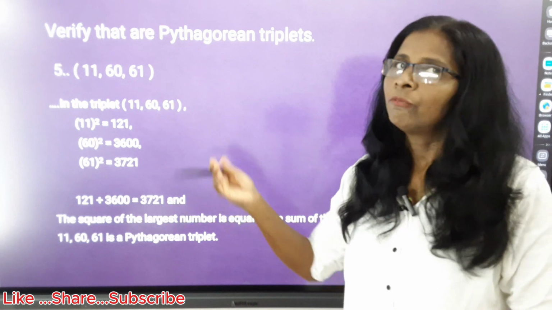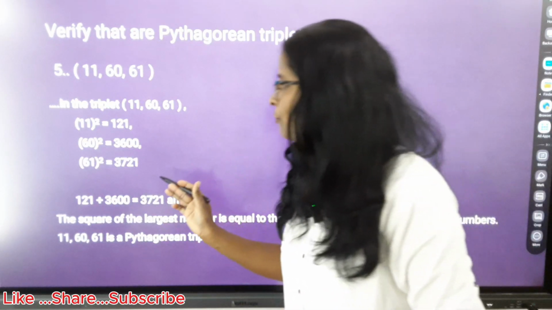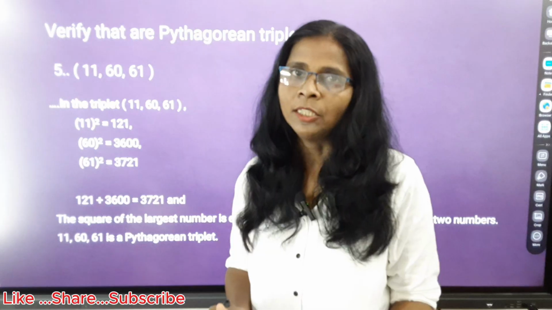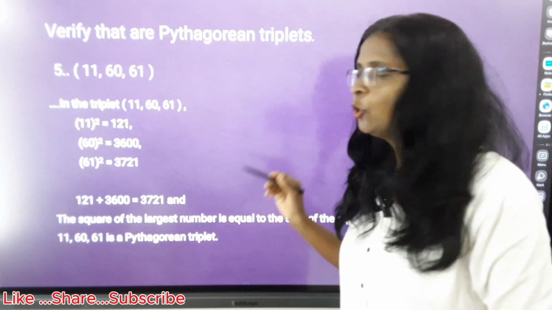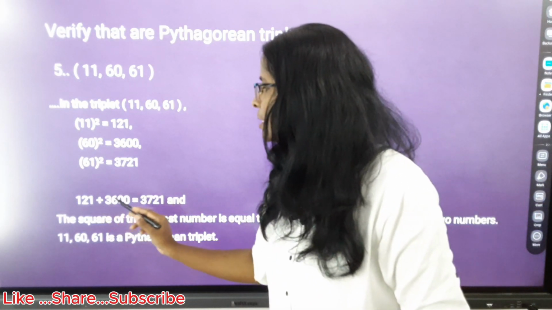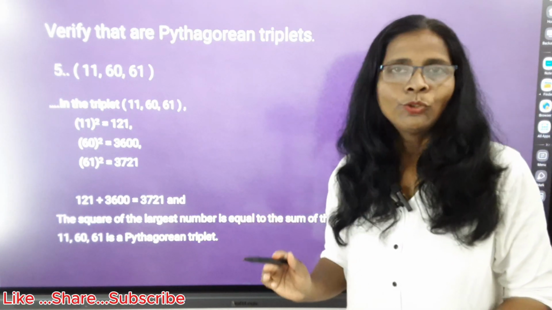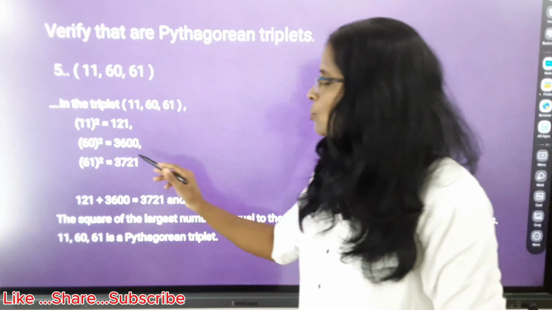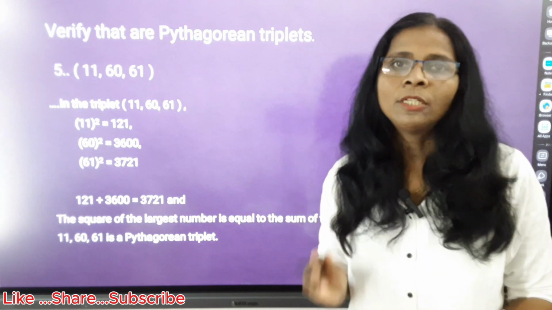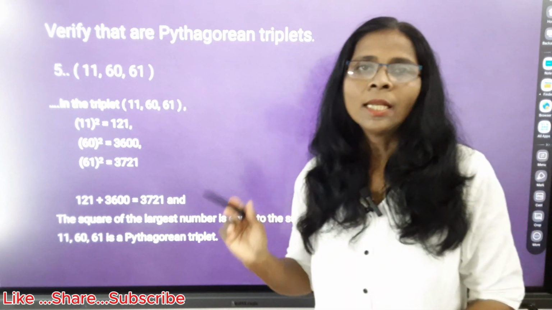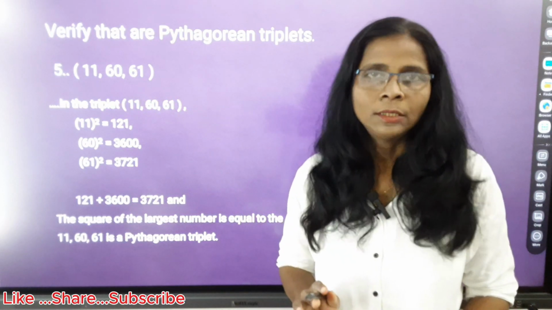So the square of 11 is 121. Square of 60 is 3600. Square of 61 is 3721. So the smaller numbers are 121 and 3600. So the sum of them, 121 plus 3600, is equal to 3721. So here we can say that the square of the largest number is equal to the sum of the squares of the remaining two numbers, and that means 11, 60, 61 is a Pythagorean triplet, students.